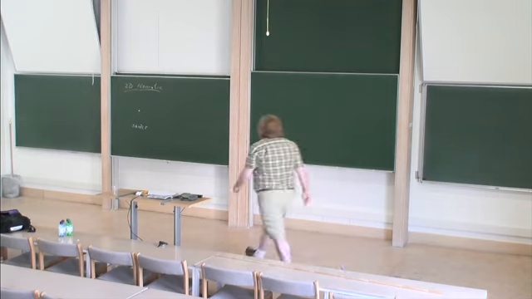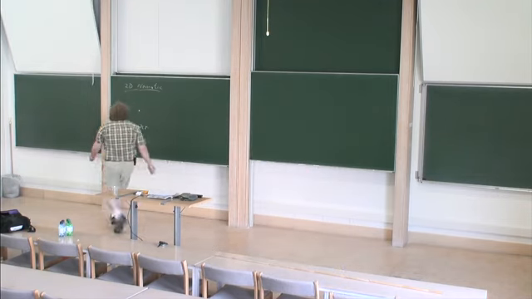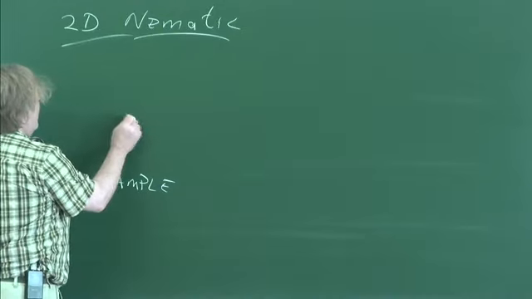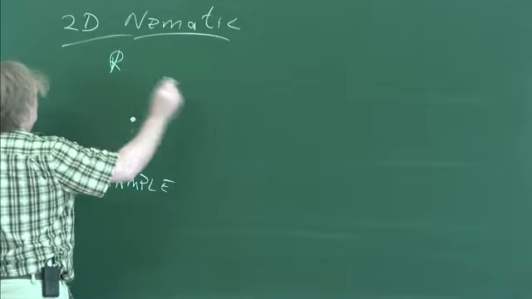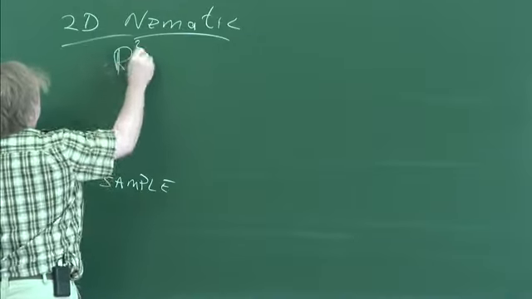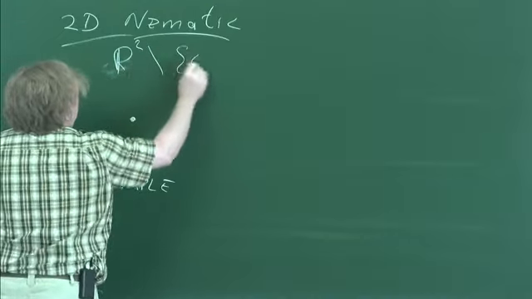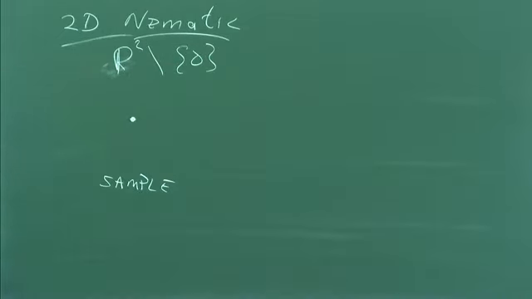Or mathematically, I can say if there's a place where I don't know which way the nematic is pointing, there's a singularity, I will excise it. I will poke it out. And instead of thinking of the whole plane, R2, I'll subtract out the origin, or wherever the defect happens to sit.